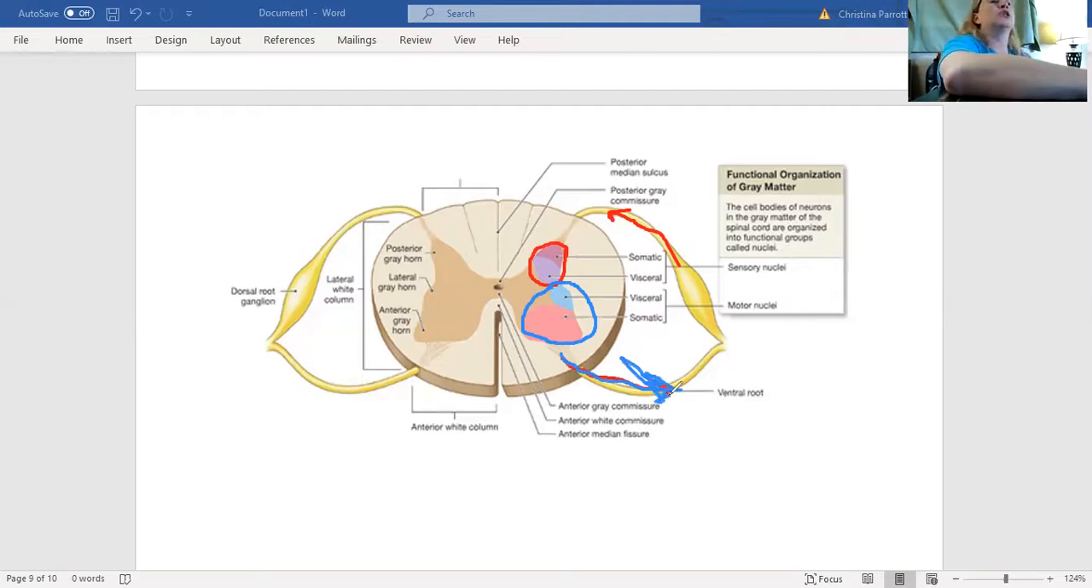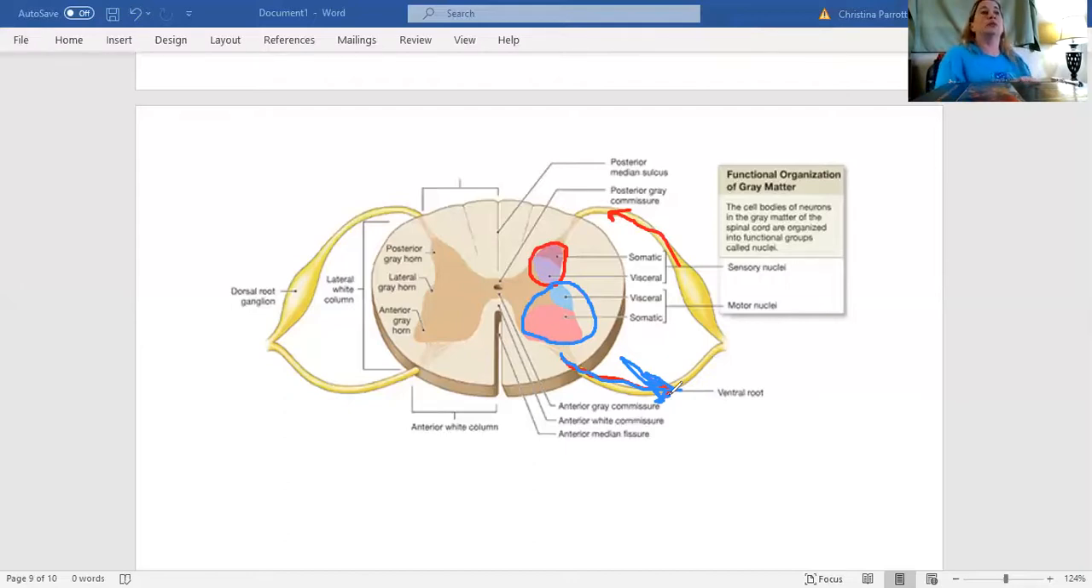Okay, so again, your sensory information from the peripheral nervous system is going to come in through the dorsal root. The information will get processed in either the spinal cord or the brain. And then the processed information will send a signal out through the ventral root. So through the ventral root are going to be your motor nuclei. Your sensory and your motor nuclei can be divided into somatic or visceral.